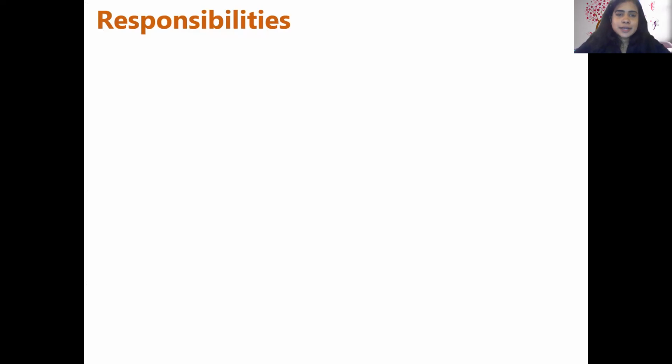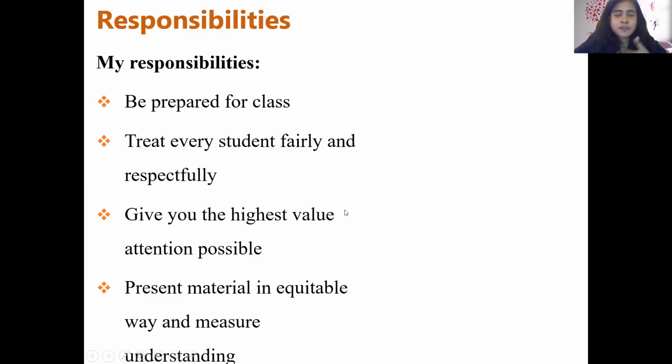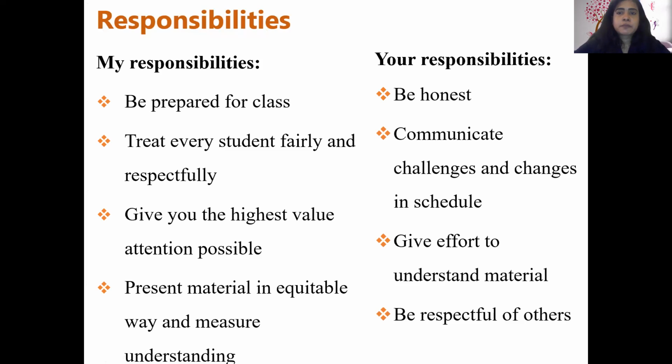Before moving into the class, here are some of my responsibilities. I'll make sure I prepare for class. I'll treat every student fairly and respectfully and give you the highest possible attention in class and also after class when you have questions related to the material. I'll present the materials in an equitable way, and the assessments and assignments will also be equitable.